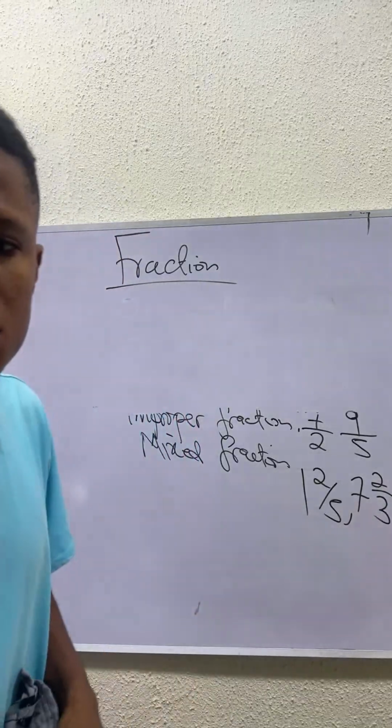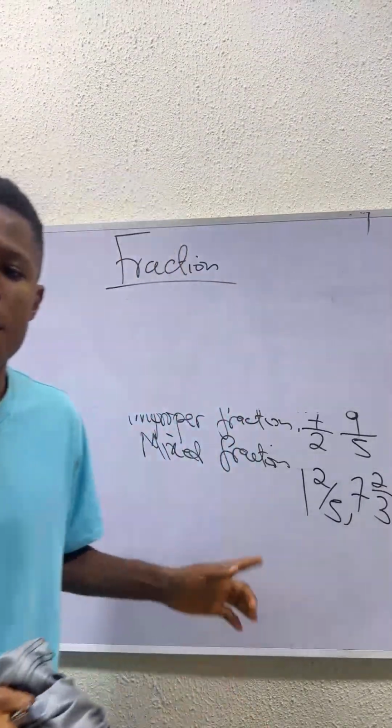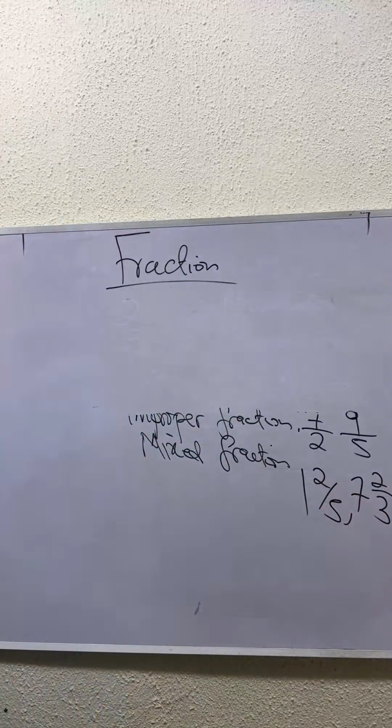5 over 2. Correct. 5 over 2 is an improper fraction. Thank you for saying that.